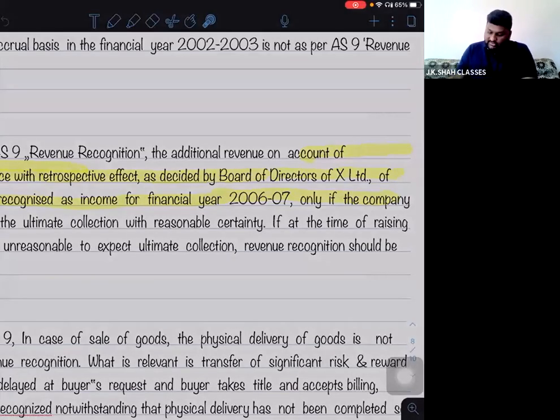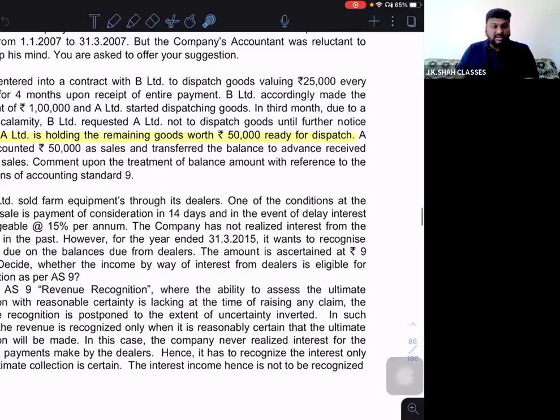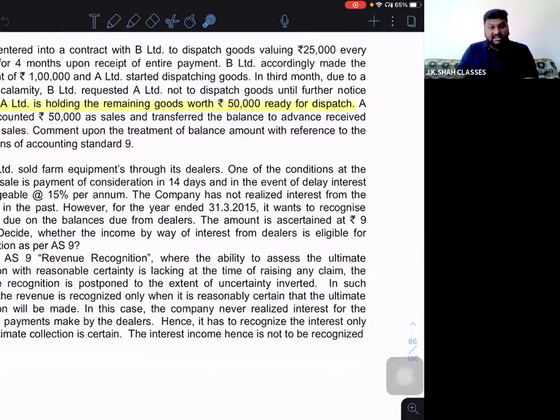The 6th question is also on similar grounds, and the solution is given exactly beneath the question only. So let us read question number 6 first. What it says: Arjun Limited sold farm equipments through its dealers. One of the conditions at the time of sale is that consideration of payment in 14 days, and in the event of delay, interest is chargeable at the rate of 15% per annum.